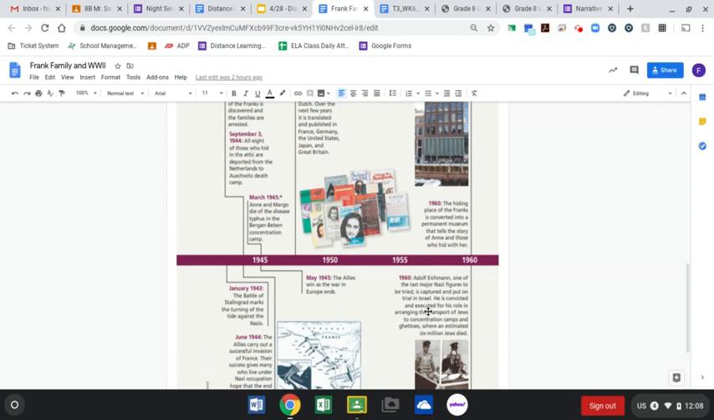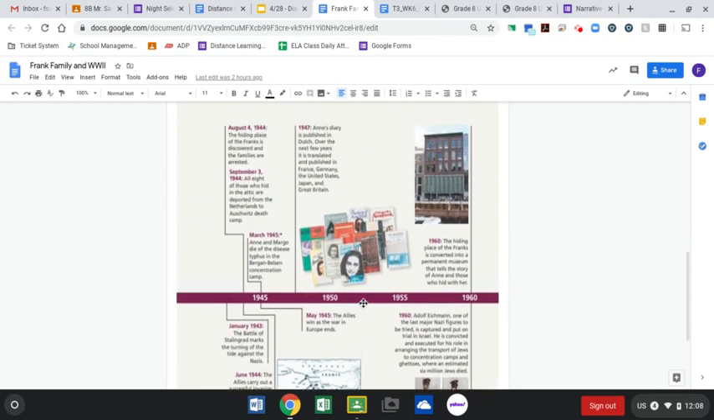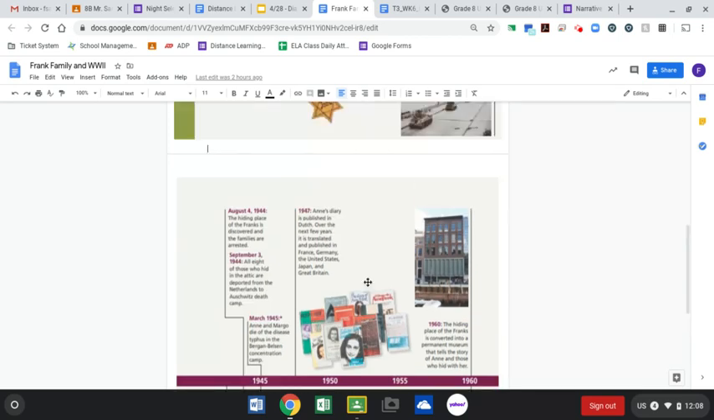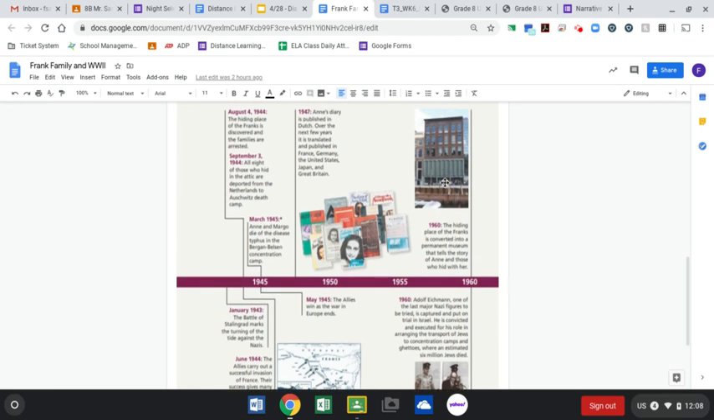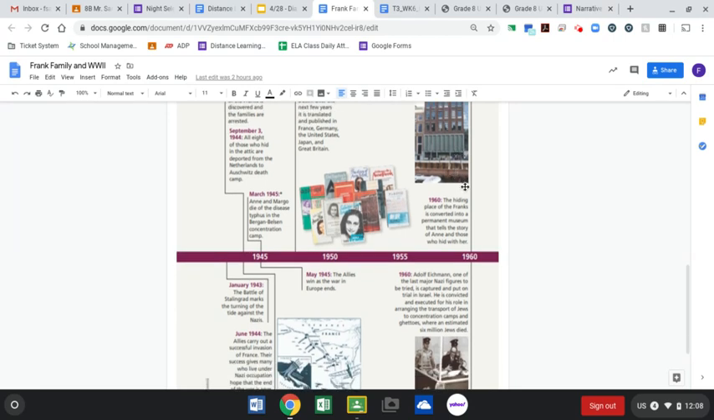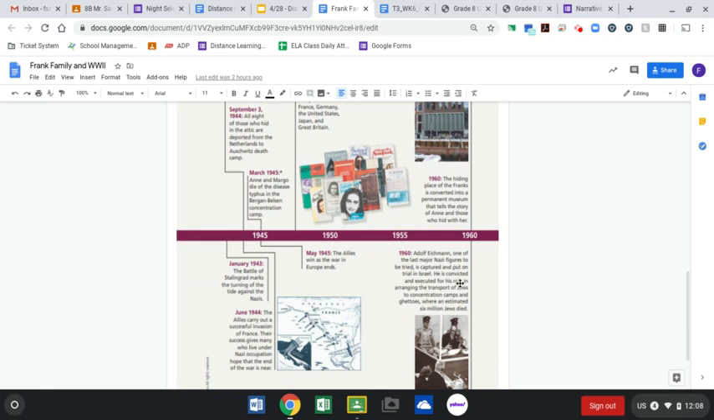Now, we have to look for the little details that really help us out. For example, in 1960, the hiding place of the Franks is converted into a permanent museum. This is years after the war. So, this building where the Franks hid is now commemorated as a historical landmark. At the same time, Adolf Eichmann, one of the last major Nazi figures to be tried, is captured, put on trial, and executed for his role.